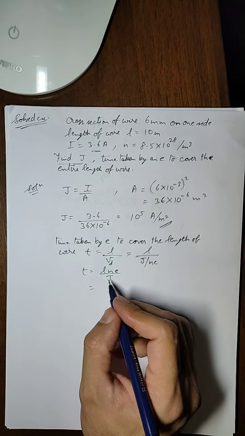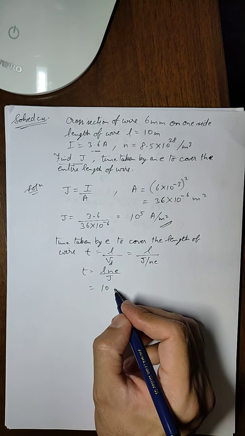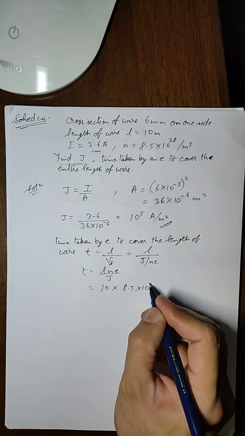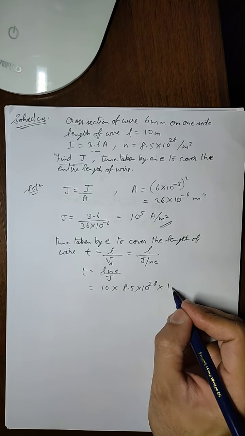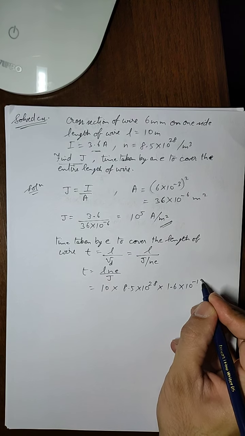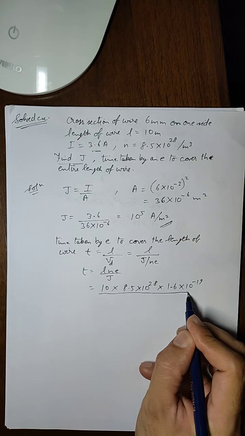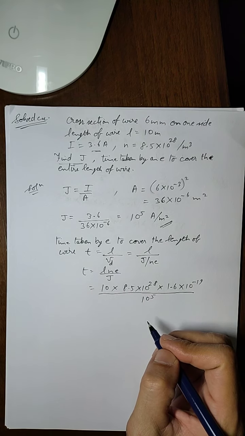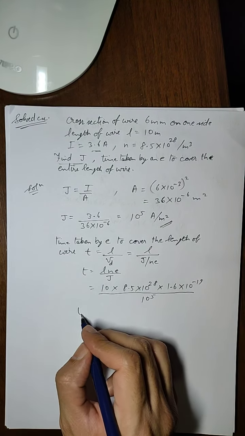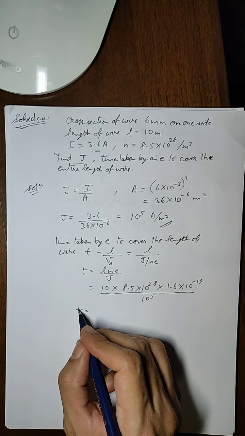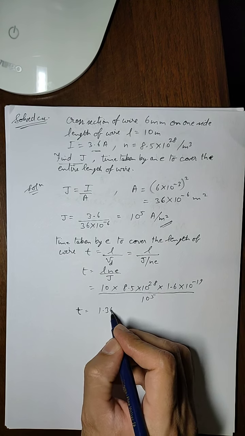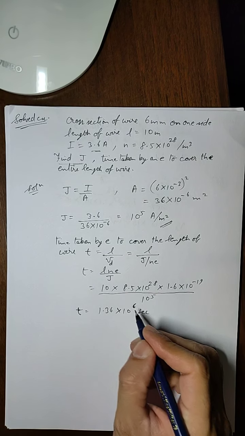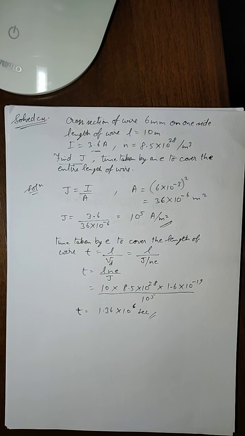Now we can substitute the values. L is given to us as 10. Concentration or N is given to us as 8.5 into 10 to power 28. E is the charge on electron, so 1.6 into 10 to power minus 19 coulombs, divided by the current density which we just calculated as 10 to power 5. Now if we calculate this, then the time taken by the electron to cover the entire distance will be 1.36 into 10 to power 6 seconds. So this will be the answer to the second part of the question.